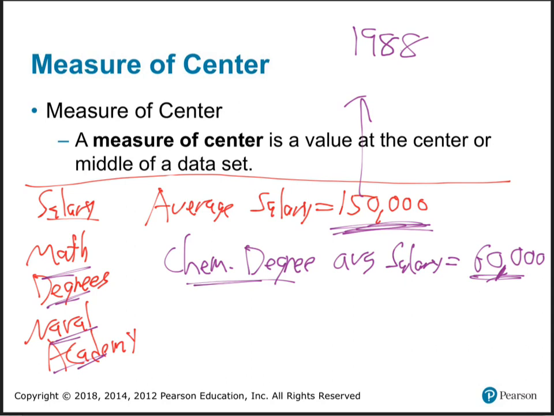Right? If you're thinking, oh wow, okay, I'm going to go to the Naval Academy and get a math degree because I'm going to make $150,000. No way. Right? Because how did that come about? So my point in this example is averages can be deceiving and you've got to be careful.